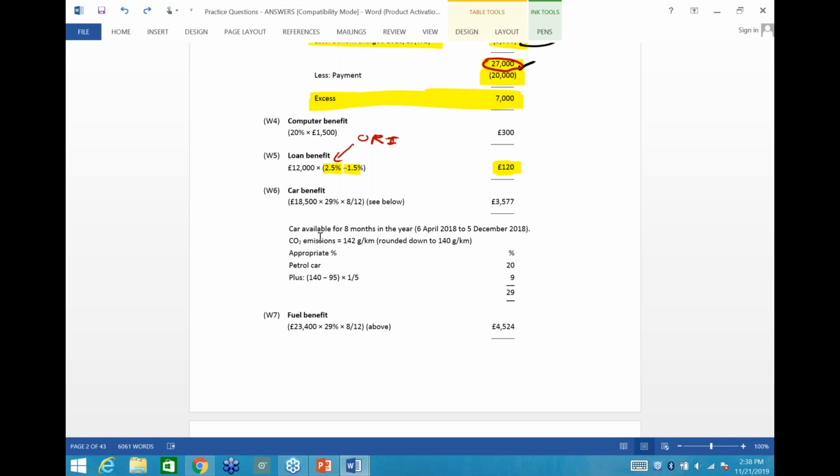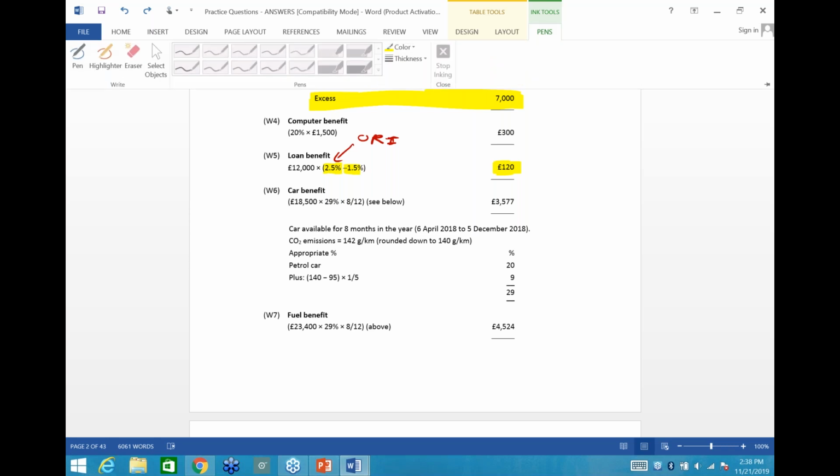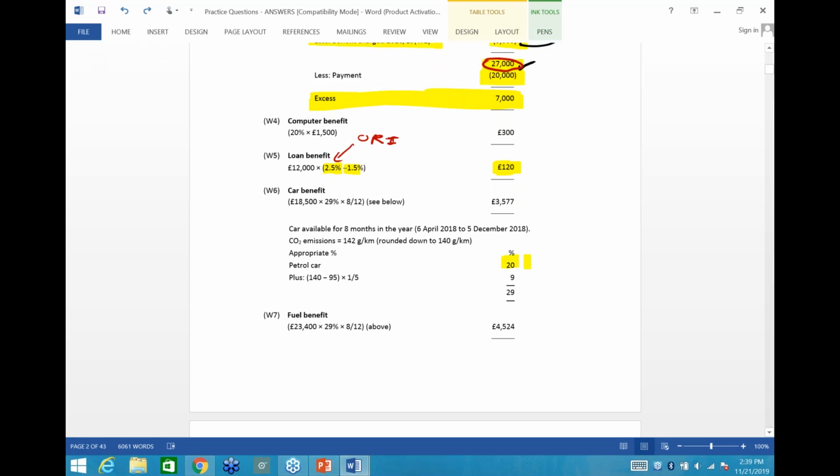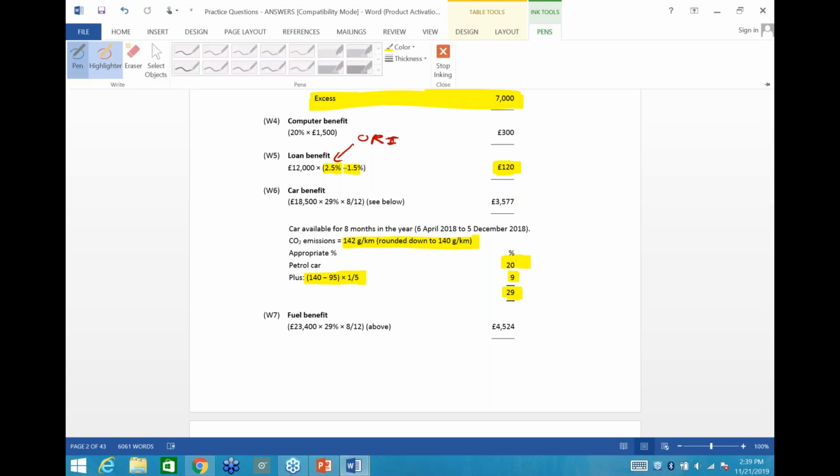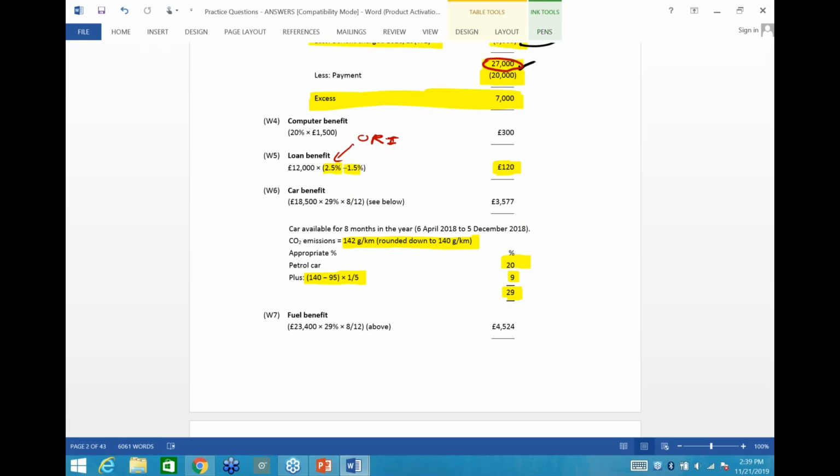So you can see for a petrol car, if it is exactly 95, it's 20%. Round it down to the nearest multiple of 5, you get 140. Take the difference between 140 and 95, divide by 5. The answer is 9. You add it to 20%, then the appropriate percentage is 29%. Apply this 29% on the value of the car, which is 18,500.